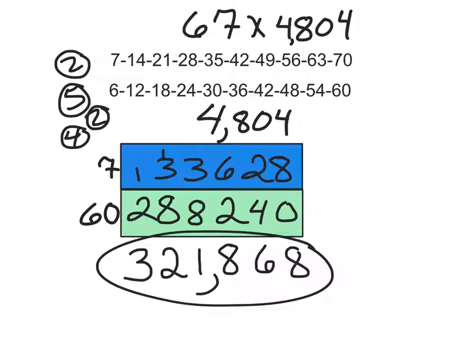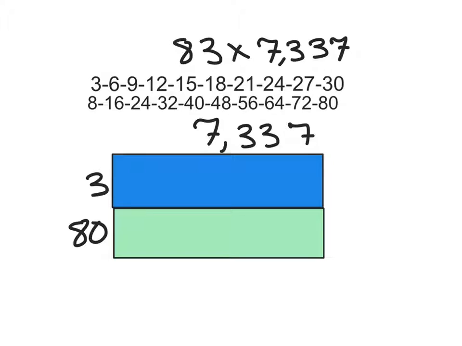And now let us move on to our third problem of this video. And here it is, my friends. 83 times 7,337. That's a lot of 3s, and a lot of 7s.